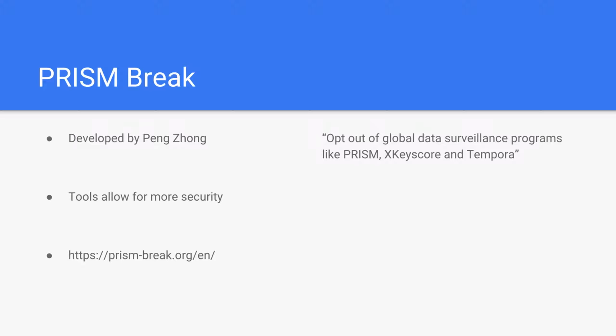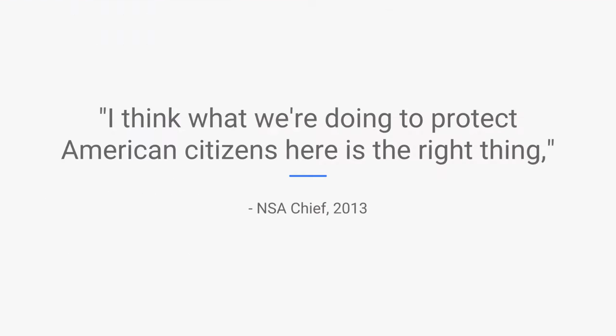So PRISM Break, among the leaks, this person by the name of Peng Zong, that's not his or her real name, it's just a Twitter alias. I don't know if they know exactly who it is, but they decided to create this website, which would be an open source website for all these tools that would allow for more security. So instead of using Google, you would use a more secure email provider. And their whole mantra is to opt out of global data surveillance programs like PRISM, KeyScore, and Tempora. And so we'll get into that website real quick.